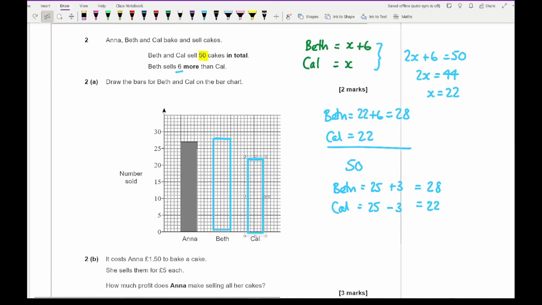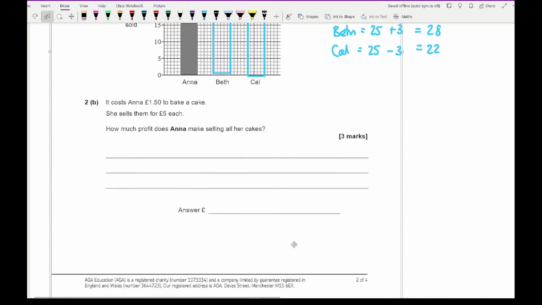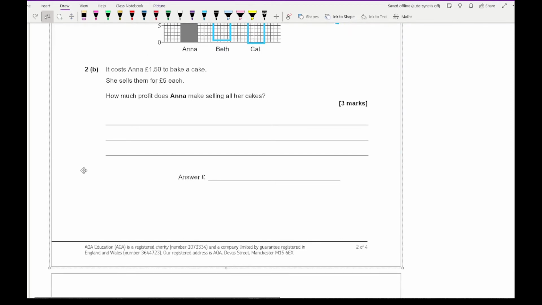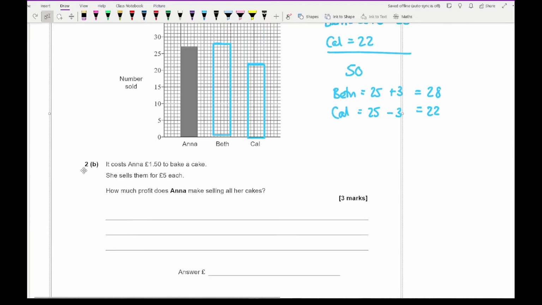Let me just extend that out a bit, and there we go. So there we go. For question 2b, it says, it costs Anne £1.50 to bake a cake. She sells them for £5 each. How much profit does Anne make selling all of her cakes? Now Anne is selling 27 cakes. And so let's have a look at the cost price.